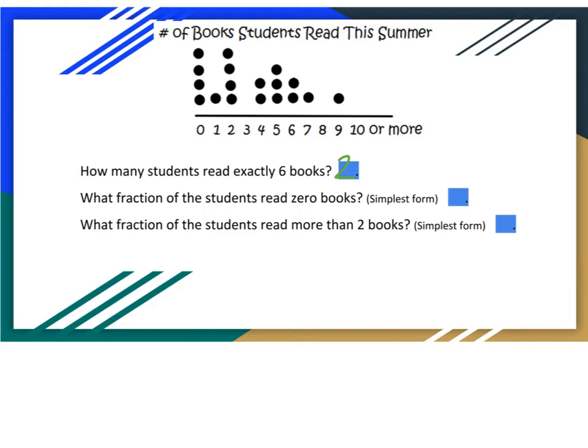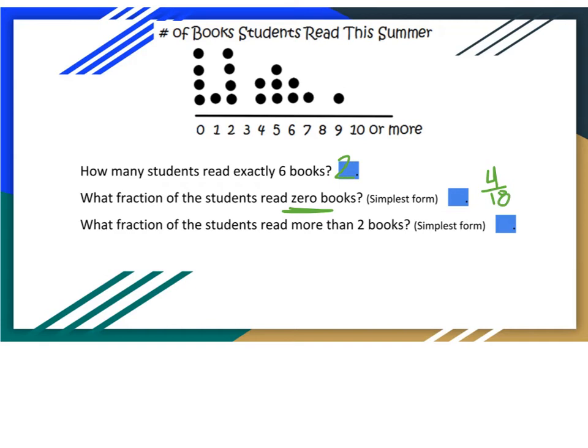Next question, what fraction of the students read 0 books? And it asked me to put it in simplest form. So for fraction, I need to figure out how many people that represents. So how many people read 0 books? When I look over here, I can see 4 dots. That's what goes on top of my fraction. On the bottom of my fraction is how many people there were surveyed total. So how many dots total? We said before we had 18.